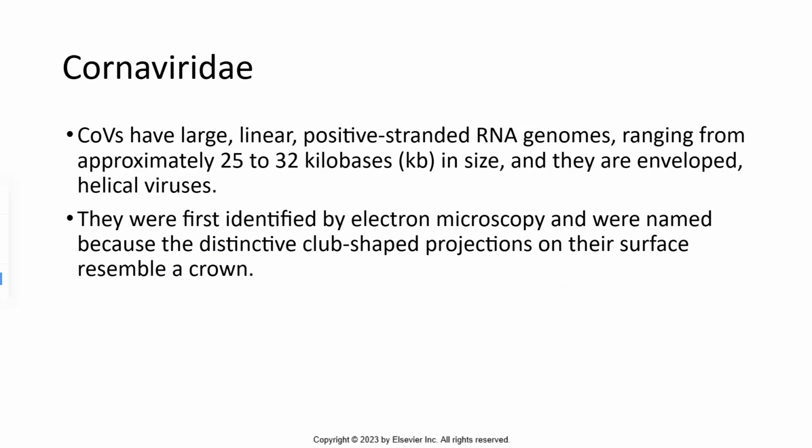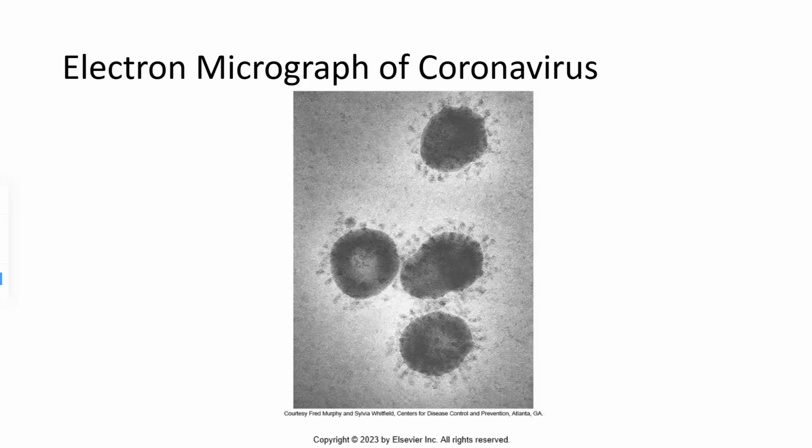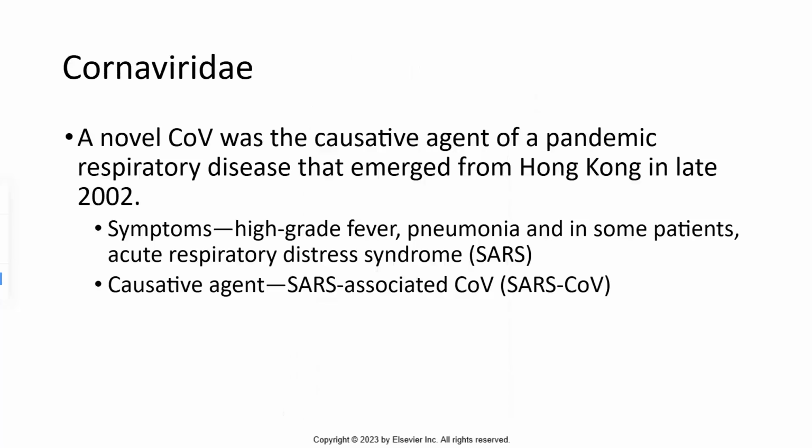They have a linear positive-strand RNA genome. They were first identified by electron microscopy and were named because of the distinctive club-shaped projections on their surface that resemble a crown. So that's a picture of coronavirus.